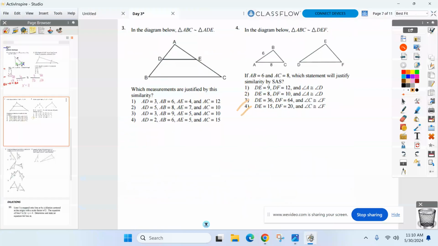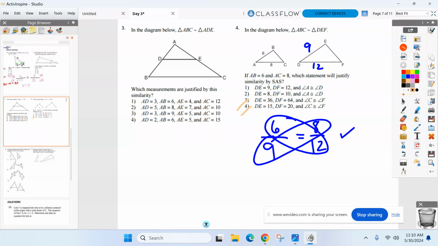Josh? DE and DF. Or wait. What are you asking? Is it the 9 and 12 or 8 and 10? 9 and 12. Good. And just quickly, if you guys are a little confused, 6 matches up with 9, 8 matches up with 12. Check those ratios on your calculator, or you can always cross multiply. 72 equals 72. Yep, that's the same ratio. All right, good work.